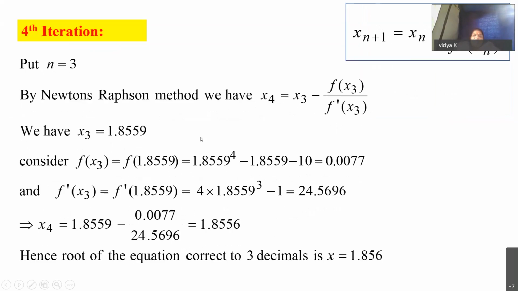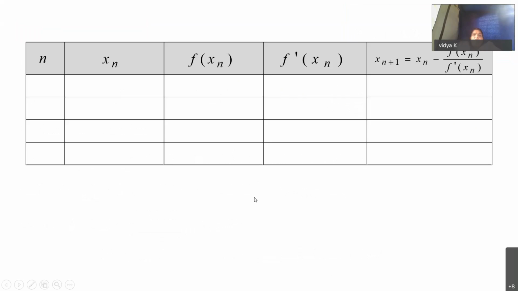Sometimes they ask to do the iteration 4 times, like that they mention, or correct to 3 decimal places or 4 decimals they ask. So you go on, always compare the values of x. x3 you get 1.8556, x4 also that. So the answer will be the same up to 3 decimals, so stop now. So this is how you have to do.